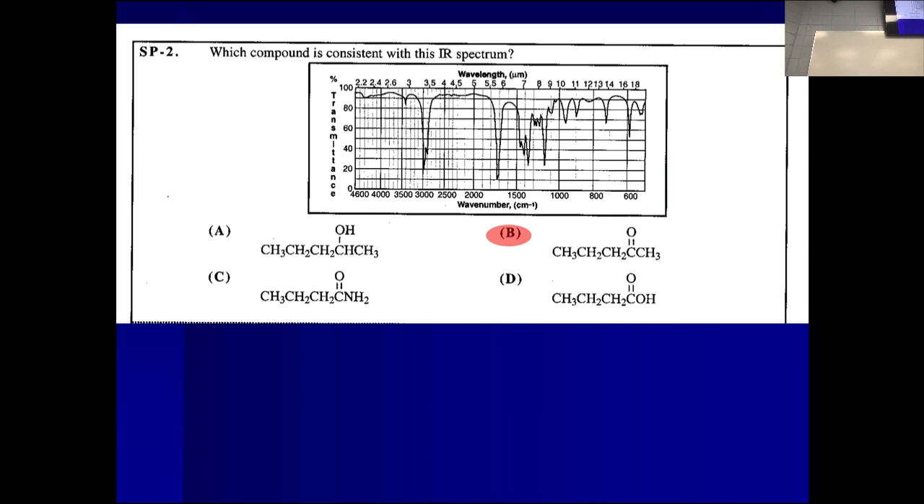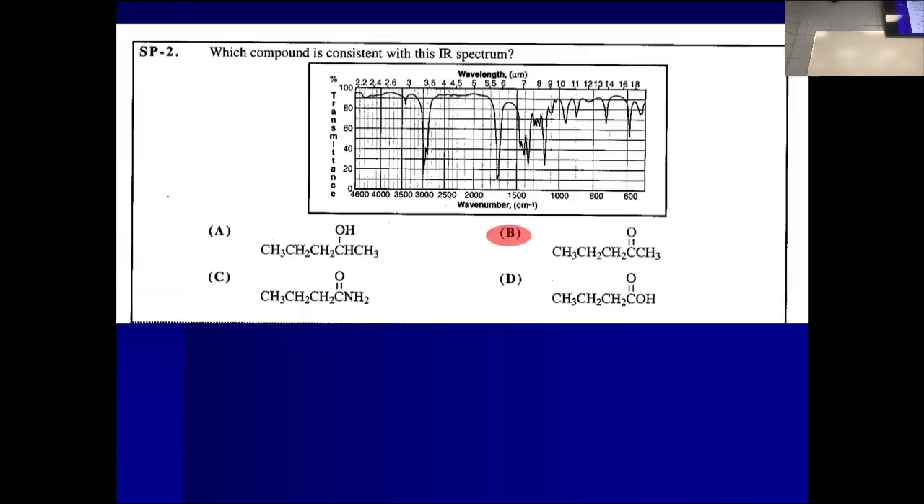Notice a carboxylic acid has a carbonyl, so it would be there, but it also has an OH. So I would have expected to see something in the hydrogen region that looks similar to an alcohol. Not quite an alcohol, but similar to an alcohol. And we just don't see anything there. Also notice this has a nitrogen with two hydrogens, and all I see is alkane type CHs. I don't see any NHs. So B is the best answer for this particular problem.